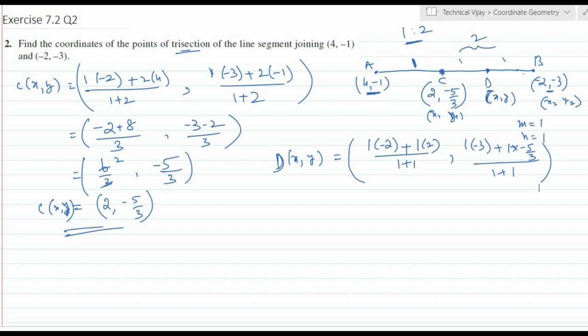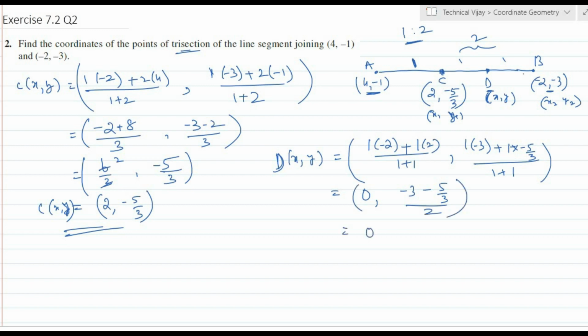So I will remove this one. Okay, m and n we know. So here what we can do, minus 2 plus 2. Minus 2 plus 2 will be equal to 0. 0 divided by anything is 0. Okay. So now minus 3 and here minus 5 by 3. Okay, divided by 2.